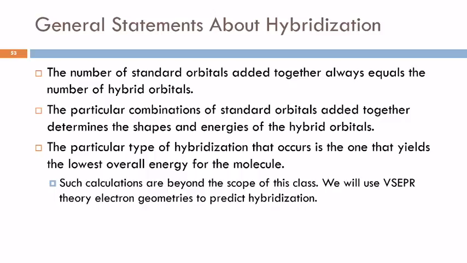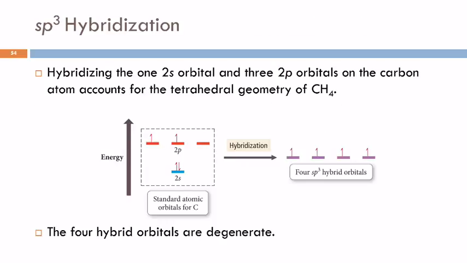So what we're going to do is we're going to use VSEPR theory to help us predict what the hybridizations are. Okay. So the first one that we'll look at is sp3 hybridization. And so here are standard atomic orbitals for carbon. There's the s orbital, and there's 3 p orbitals. And the p orbitals are higher in energy than the s.